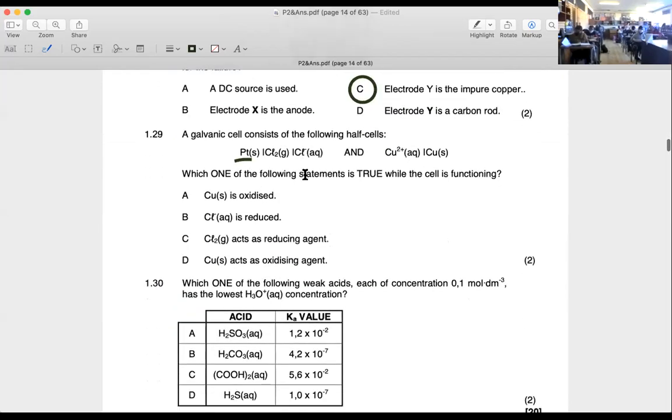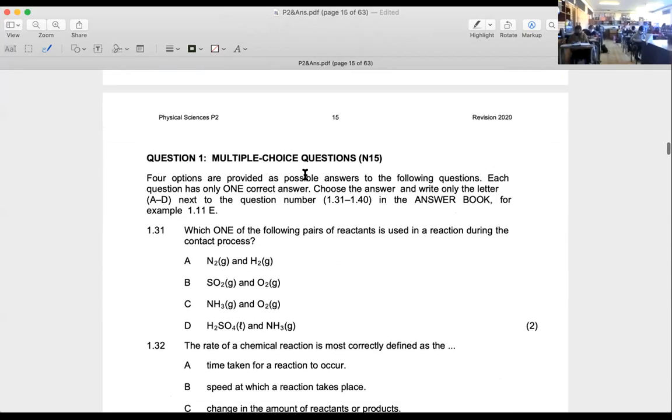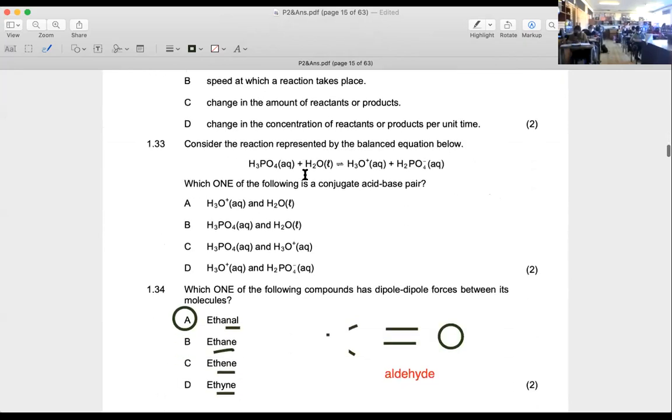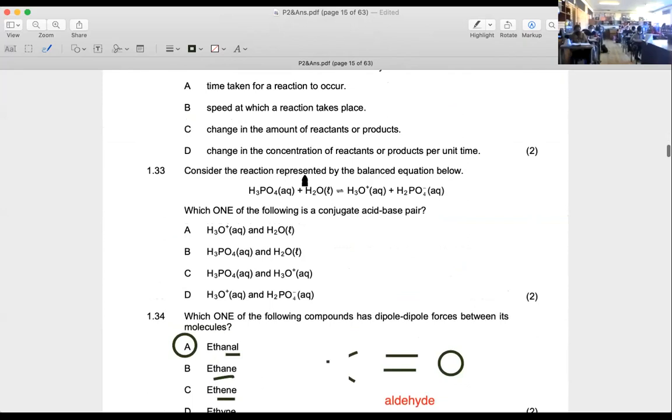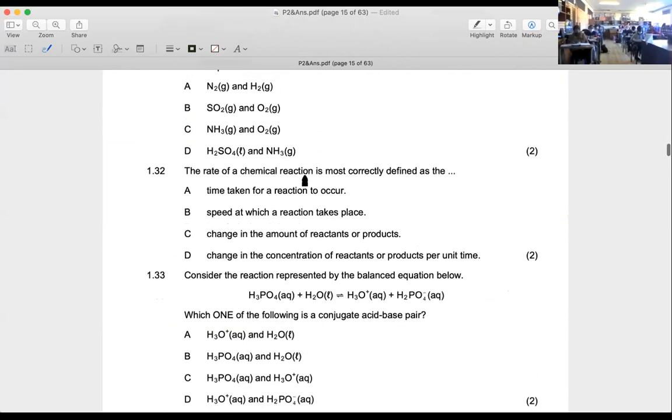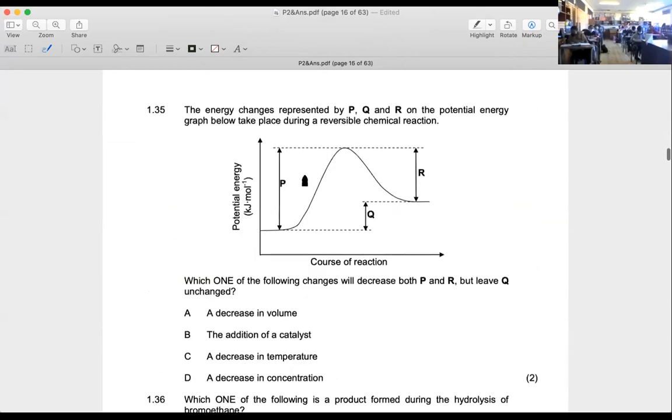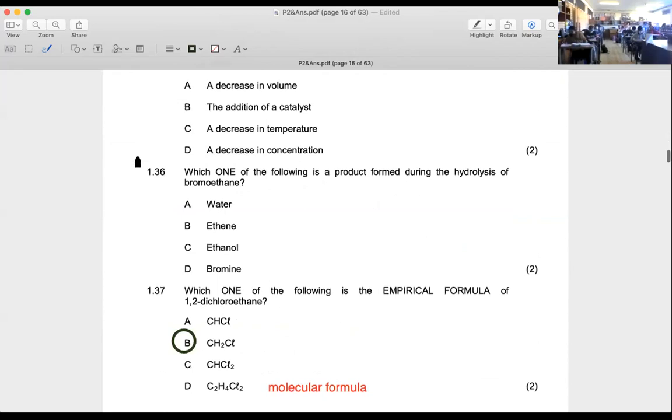Okay, let's look for the next one. So they normally have it, there's a C here. I don't see any so far, yeah? Okay, here. Which one of the following is a product formed during the hydrolysis of bromo ethane? Okay, now guys, write it down.